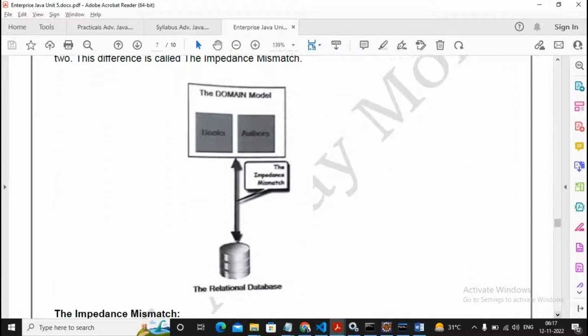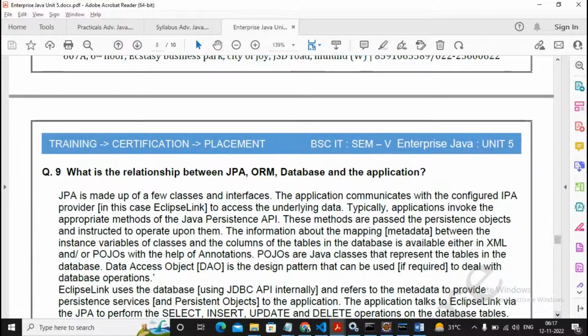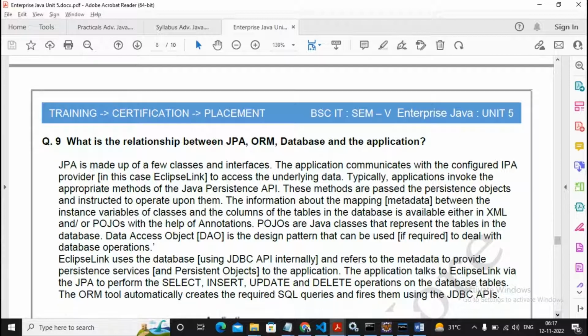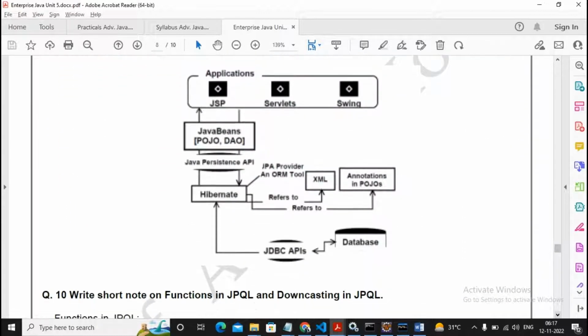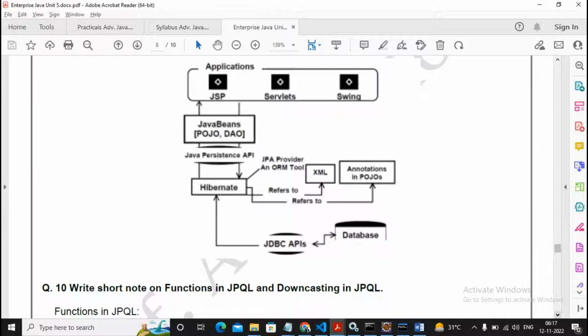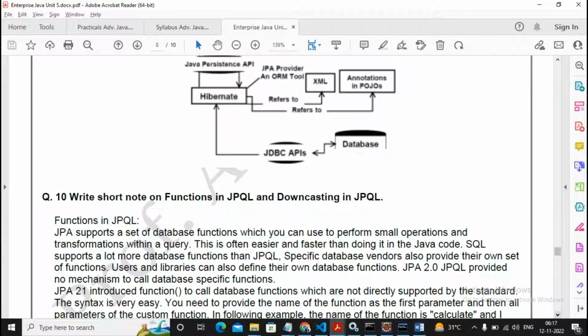What is the impedance mismatch and how can it be solved? This is a very, very important question. Please prepare for this question properly. Question number 9, what is the relationship between JPA, ORM, database and application, is an important question. Please prepare for this question properly, as well as draw the diagram whenever you write the answer.